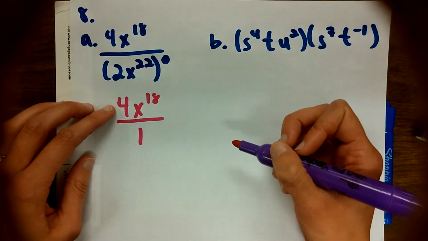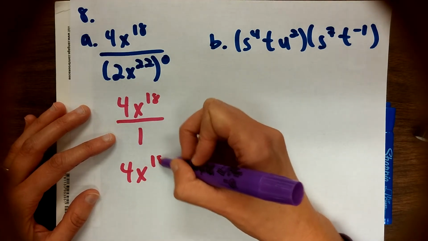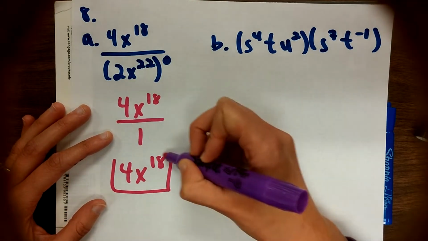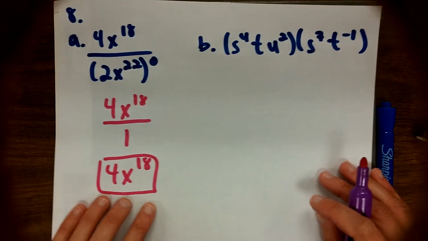And then 4x to the 18th divided by 1 would just be 4x to the 18th, because dividing by 1 keeps the number the same. So that's our final answer. We can't simplify it any further than that.